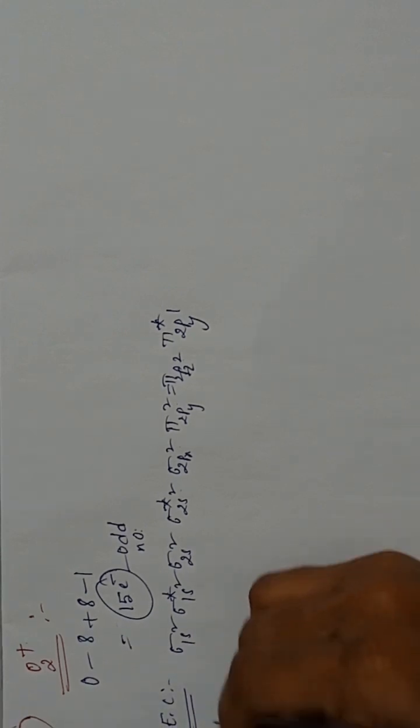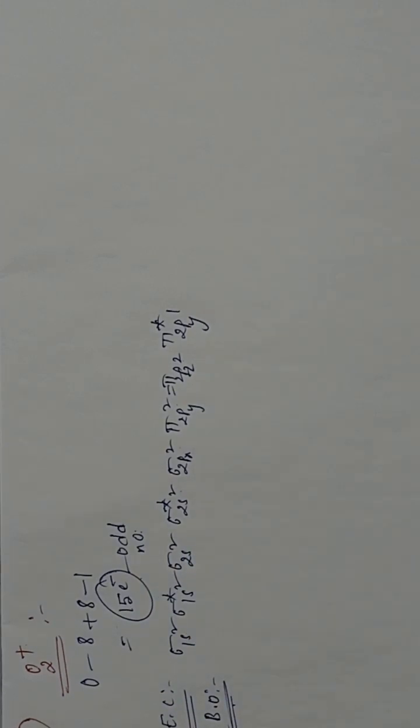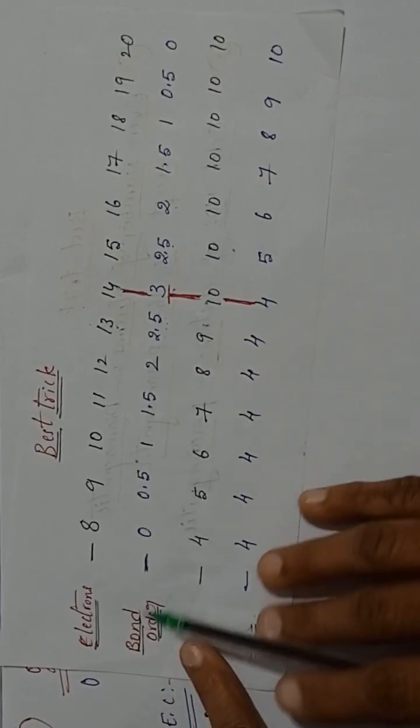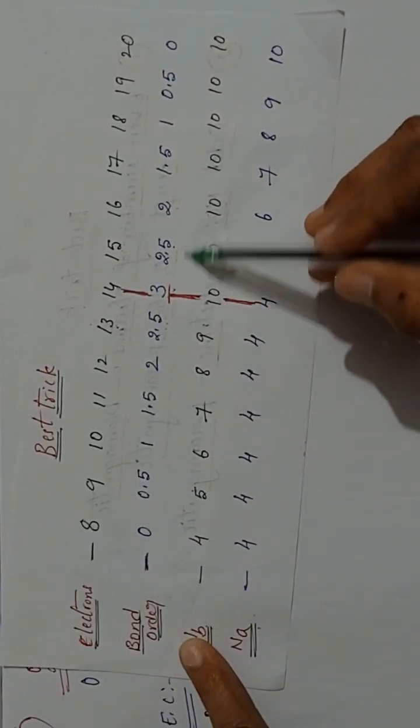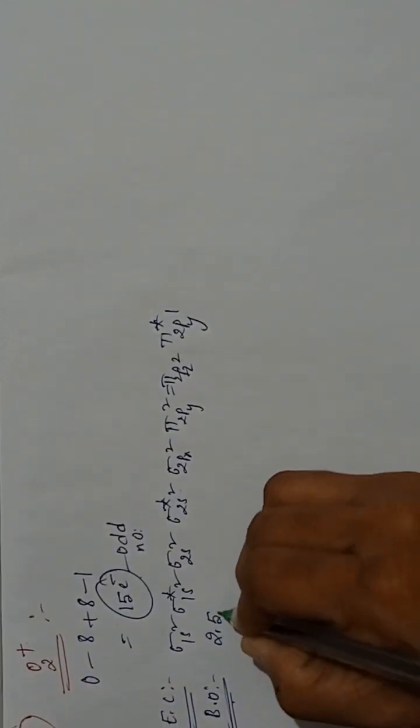Now I am going to calculate the bond order. So here total 15 electrons there. What is the bond order, students? 15 electrons, 2.5. Clear? So just you write 2.5 bond order.